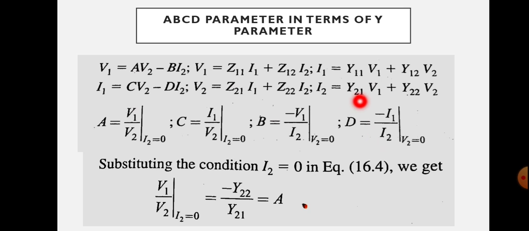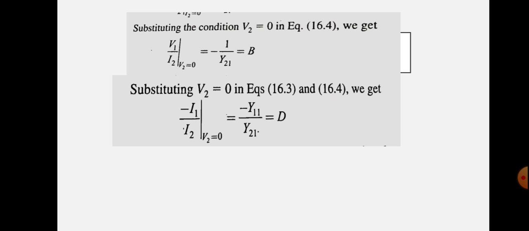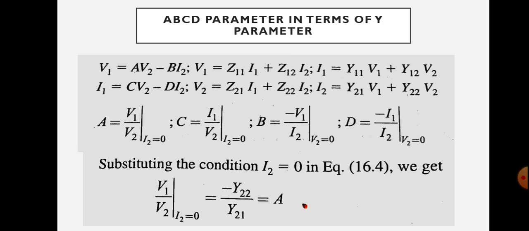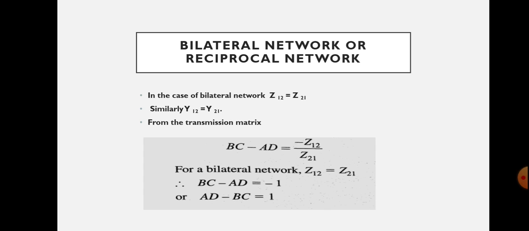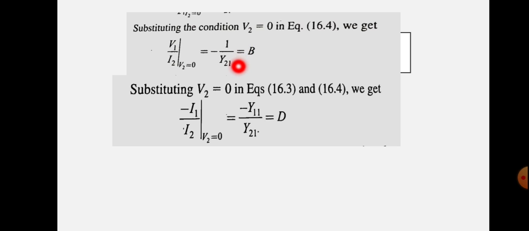So you have to find out the relation between V1 by I2. You want to find out the relation between B and Y. So B equation is minus V1 by I2. See, now you have this term alone, minus V1 by I2 equal to minus 1 by Y21. Okay. So you will get V1 by I2 is equal to minus 1 by Y21. That is the value of B. Now Y parameter and B are connected.